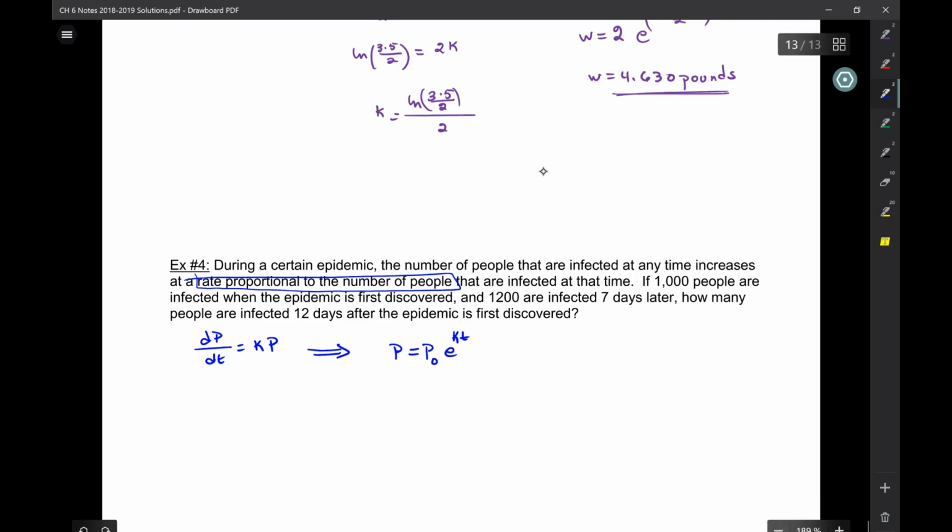Real quick, for the variable, what if you used I for infected? It's fine. I do like I for current, but sure, it's totally fine. If 1,000 people are infected when the epidemic is first discovered, so at t equals 0, that's the original. And 1,200 people are infected 7 days later at t equals 7. How many people are infected 12 days after the epidemic is first discovered?